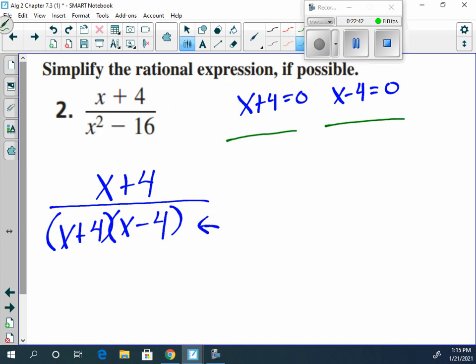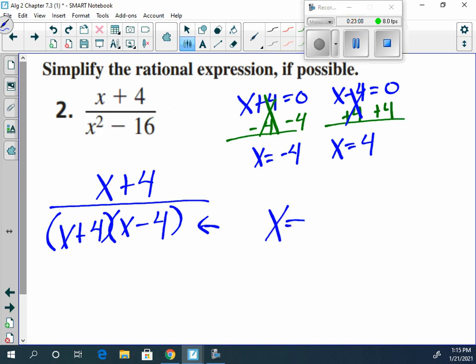And solve. For x plus 4, to get x by itself, we would subtract 4 from both sides, because 4 minus 4 will give us 0. So we'd have x is equal to negative 4 as one of our restrictions. And for the other one, we're not going to subtract 4. We're going to add 4 to both sides, because negative 4 plus 4 will cancel. And we'll get x is equal to 4. So our values of x that it cannot equal are 4 and negative 4.